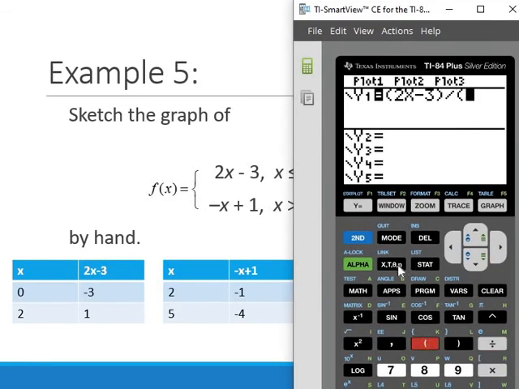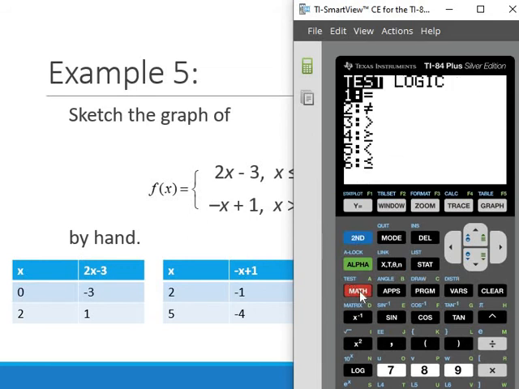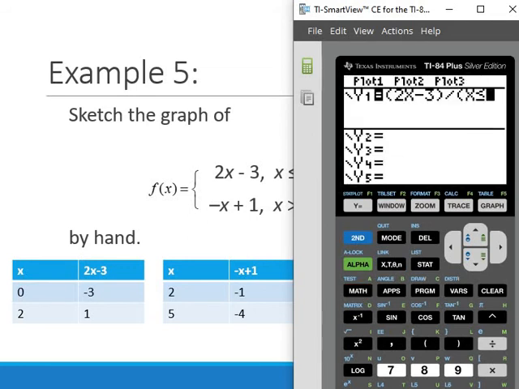And I need that in parentheses as well, so I do x. The inequalities are in the test menu, and I'll explain what they do here in a minute. But you do second and math to go into the test menu. It says test above it, and pick the one you want. Okay? And so that's how I'll enter it in. I've got my piece, 2x minus 3, in parentheses to group it, and all that divided by my condition, x less than or equal to 2.